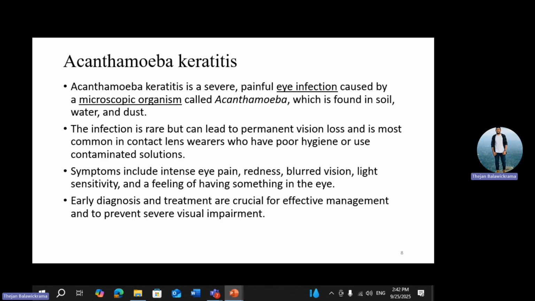It's just like, and also the feeling of having something in the eye, right? These are the symptoms. Again, we have a feeling like something has gone into the eye, right? So that feeling.